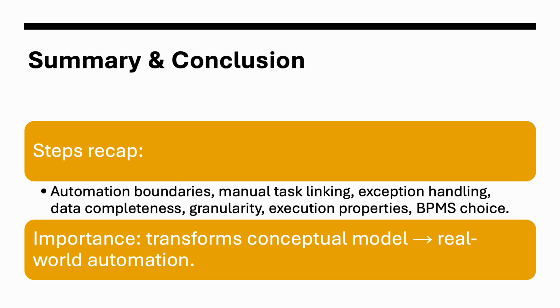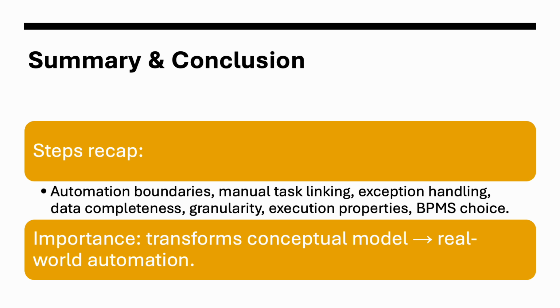We started by learning that not every part of a business process can or should be automated. That's why the first step is to identify the automation boundaries, understanding which tasks can be handled by a system and which ones still need a human touch. Then we explored how manual tasks can be connected to the BPMS using user tasks or devices like barcode scanners. But sometimes it's just not practical to connect every manual task, so we need to know when to leave them out.